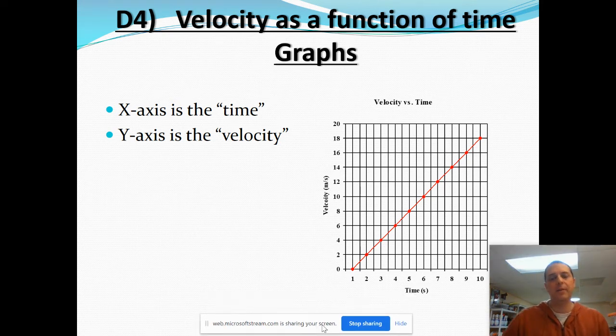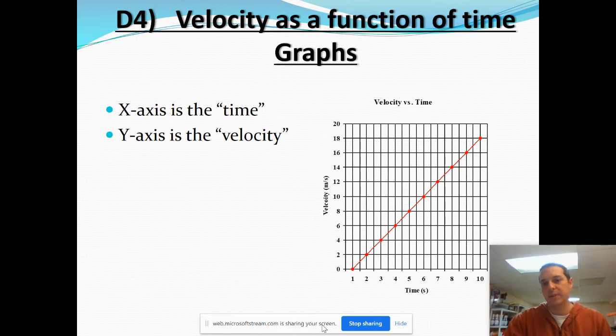Now that we've talked about position, velocity, and acceleration, we can complete looking at our motion graphs. We're going to look at two additional motion graphs here: velocity as a function of time, and acceleration as a function of time graphs. In this first one, velocity as a function of time, we're plotting how the velocity of the object is changing over some particular period of time.